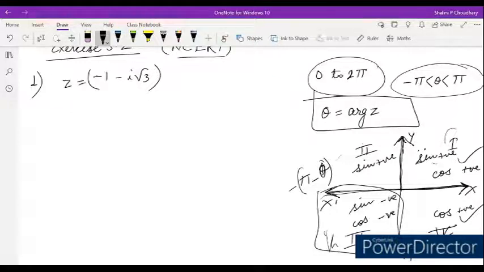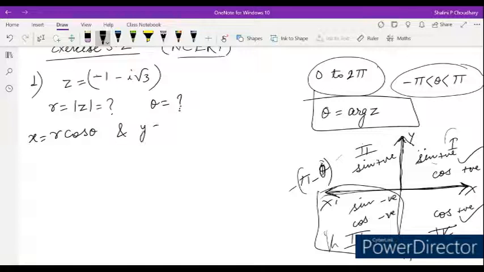The question is z is equal to -1 minus i root 3. So first of all, what we have to find out? We have to find out r. r is equal to modulus of z. That we need to find out, and also we need to find out the argument, that is theta. So first of all, we'll write z in terms of cos theta: x is equal to r cos theta and y is equal to r sin theta.